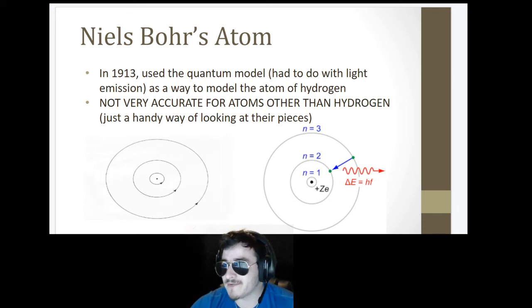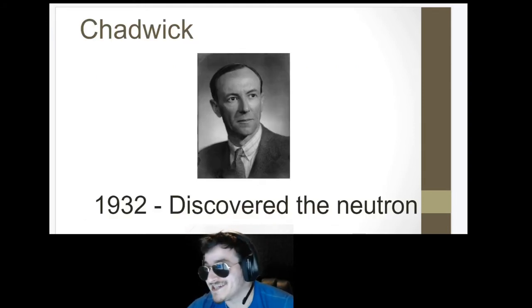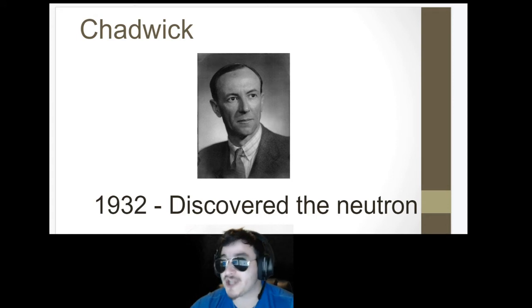Then we move on to our last character in history that we care about here, James Chadwick. And another name for James is Jimmy. And what did Jimmy do? Jimmy discovered the neutron. And yes, this is where the name of the Nickelodeon show Jimmy Neutron does come from.